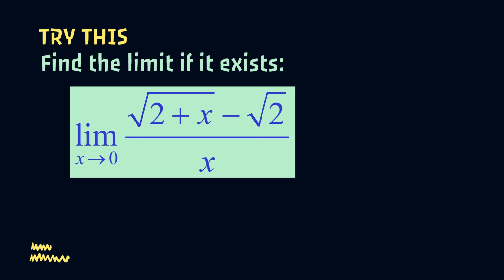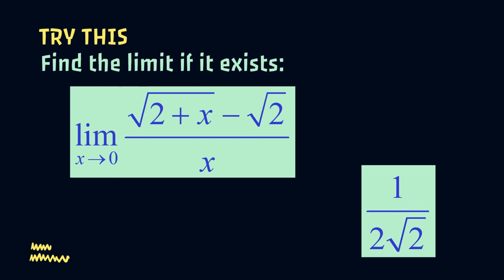Now try to find the limit of this expression on your own. The limit when the x gets close to 0 of the expression square root of 2 plus x minus square root of 2 over x. So in this one, the direct substitution is not going to work. Factoring and canceling technique is not going to work. So what you need to do is rationalize the numerator. And the answer that you get after doing all the process must be 1 over 2 square root of 2.